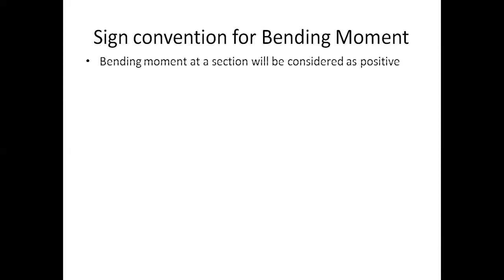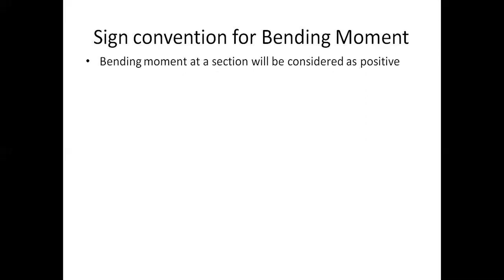Now, sign convention of a bending moment. In the earlier example, we have seen 500 Newton meter clockwise and 500 Newton meters anti-clockwise. Which direction do we have to take? So here we have a sign convention for bending moment. Bending moment at a section will be considered as positive.